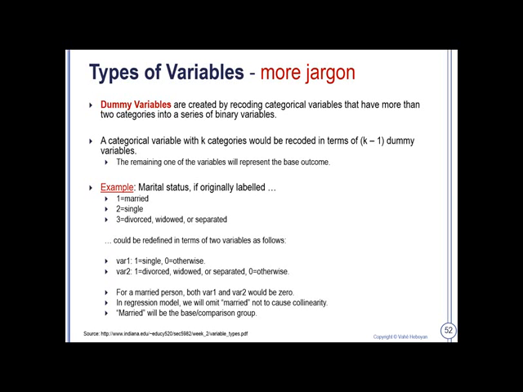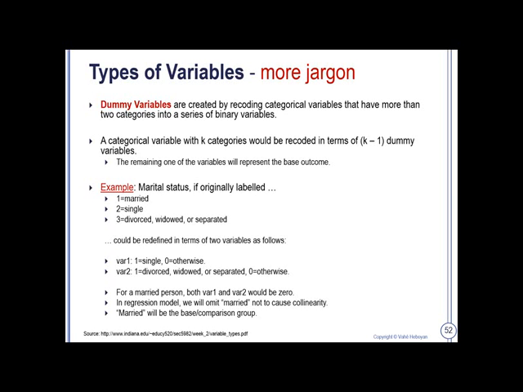Well, dummy variables are, as the name suggests, artificially created variables, made by recoding categorical variables that have more than 2 categories into a series of binary variables. So if we have a variable that has k categories, then we would recode them in terms of k minus 1 dummy variables. And I'll explain why minus 1 in a second. The remaining one, the minus 1, will become our base or comparison reference group. Let's look at an example.